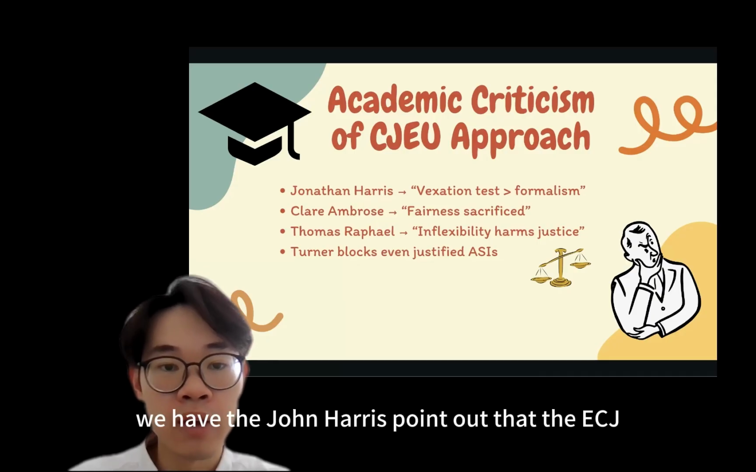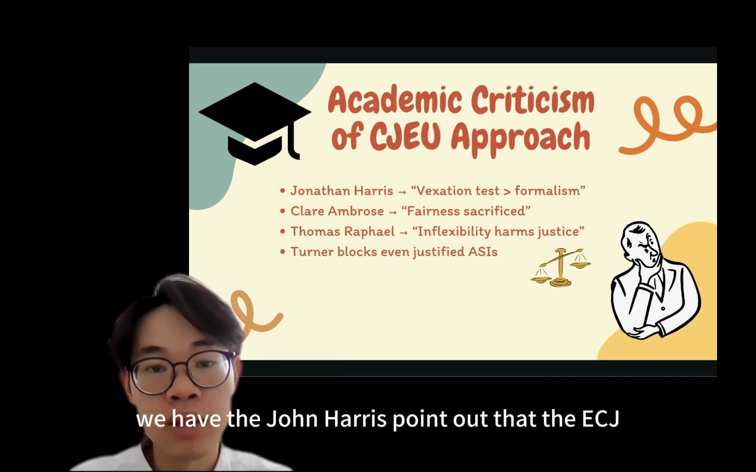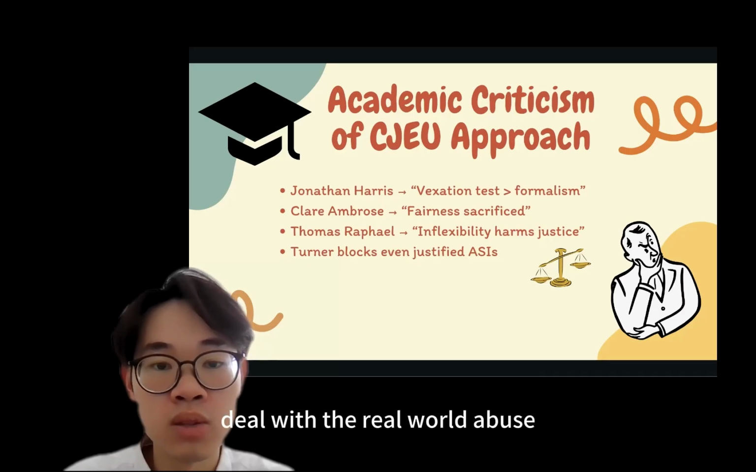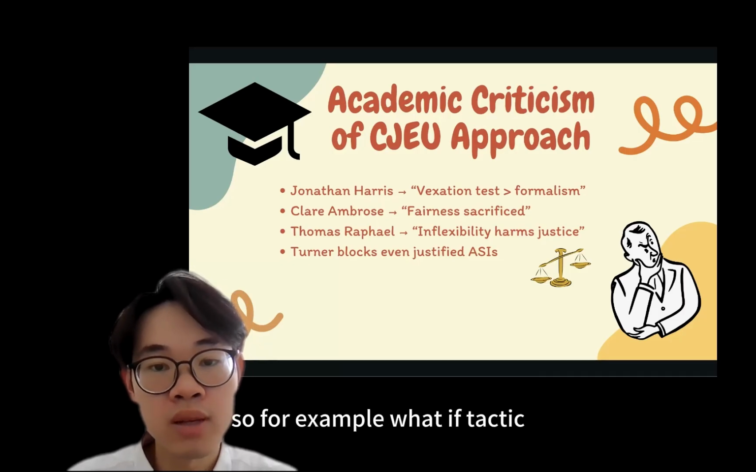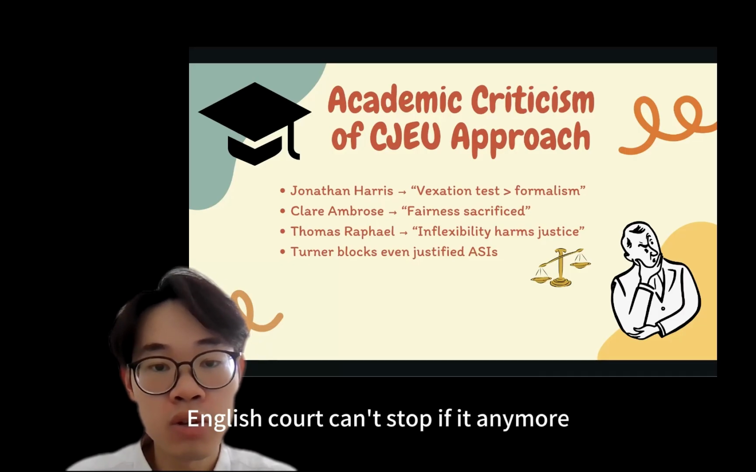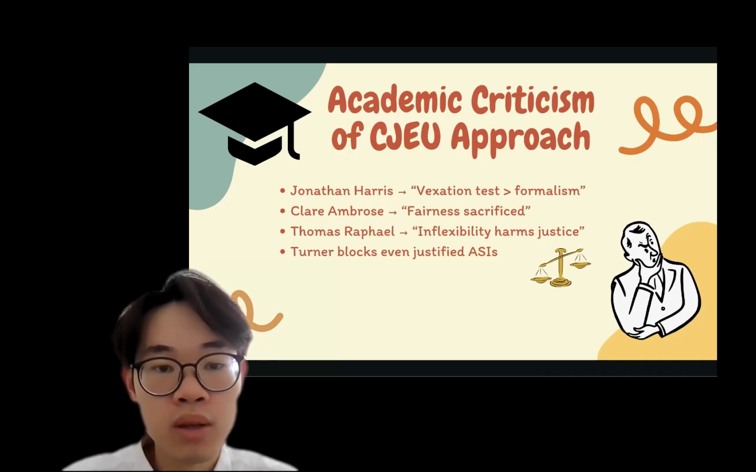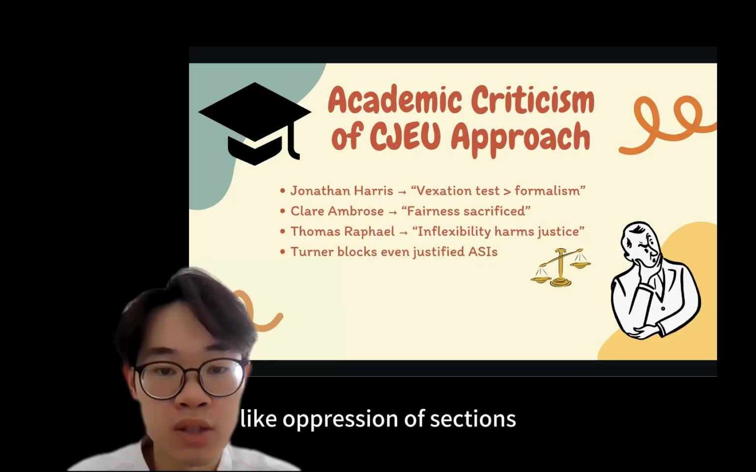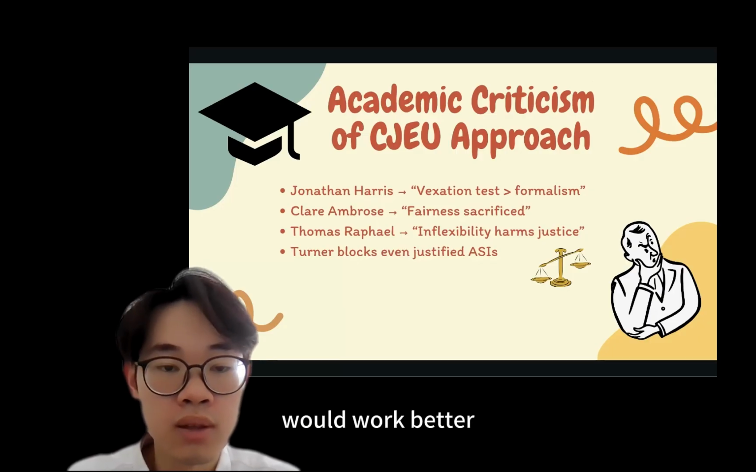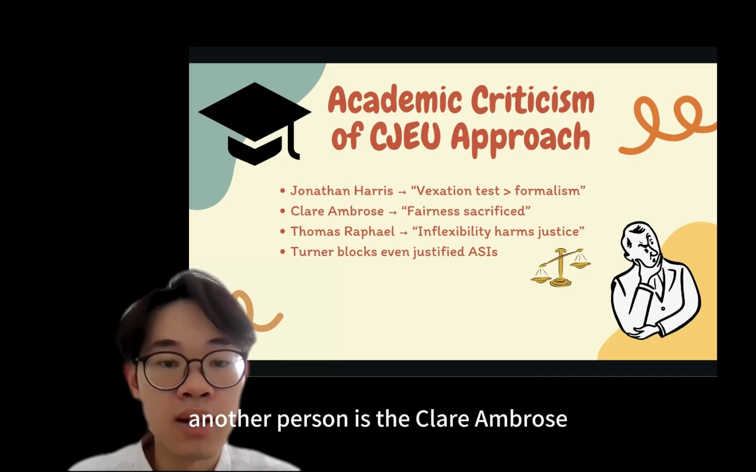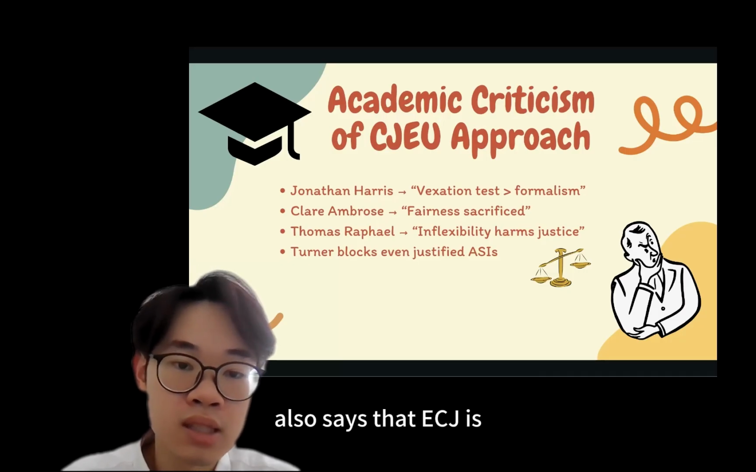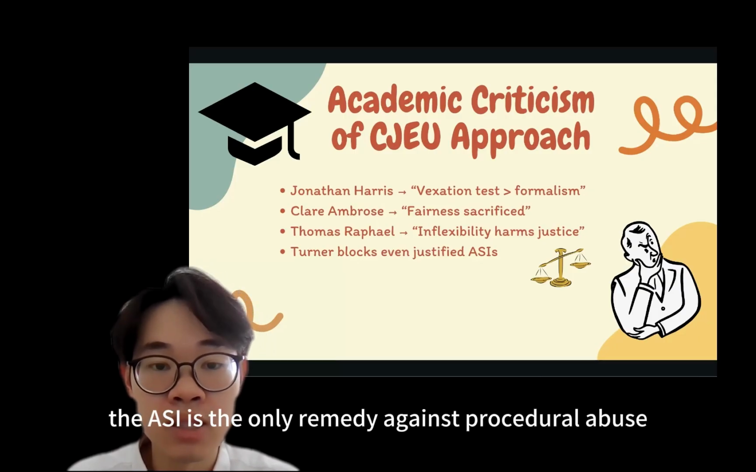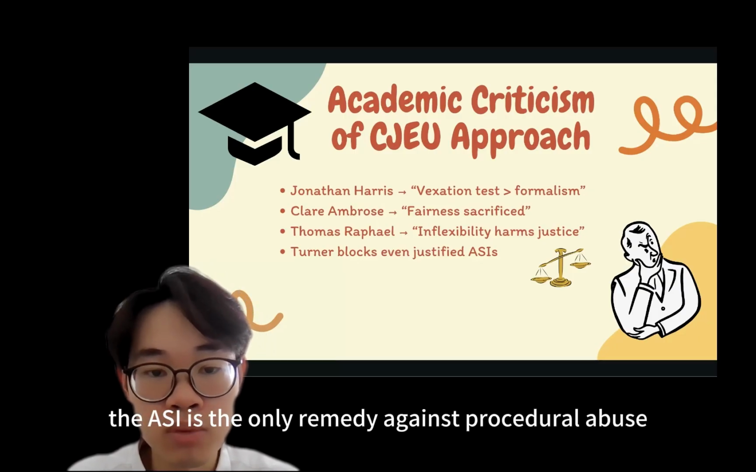Among them, John Harris points out that the ECJ's black and white approach doesn't let national courts deal with real world abuse. So for example, what if a torpedo tactic is used? The English court can't stop it anymore. He suggests that a balanced case by case test, like the oppression of accessions, would work better. Another critic is Clare Ambrose, who also says that the ECJ is prioritizing structure over justice. Sometimes the ASI is the only remedy against procedural abuse.